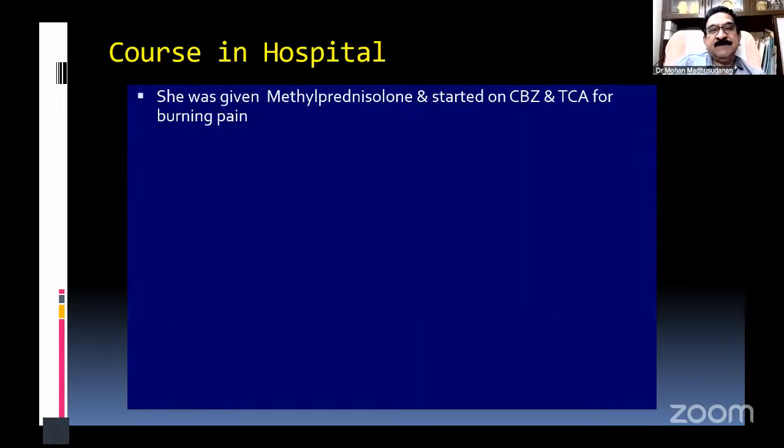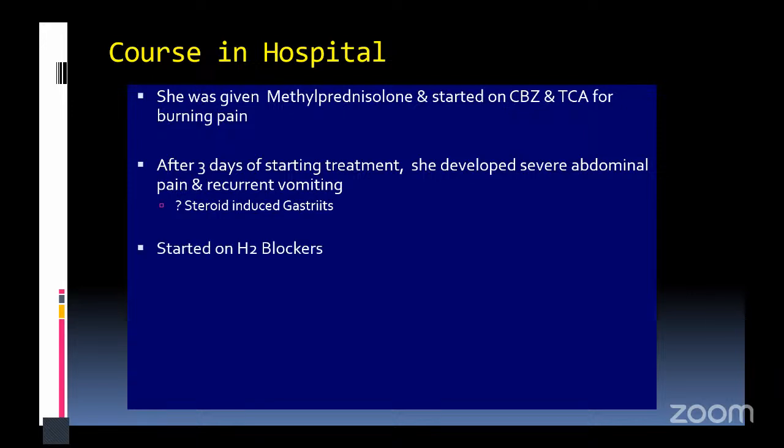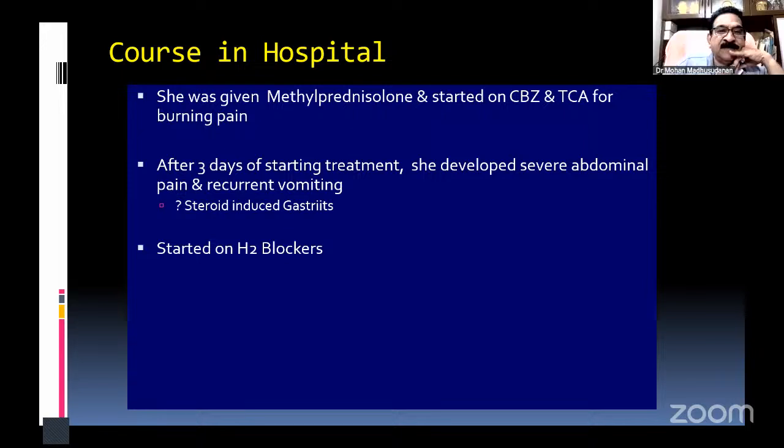She was given IV methylprednisolone, and then because of the burning pain, started on carbamazepine and amitriptyline. After 3 days of starting treatment, she developed severe abdominal pain and recurrent vomiting. She was suspected to have steroid-induced gastritis. So started... Pardon? Urine porphobilinogen, PBG, that has to be considered, correct. So she was started on H2 blockers, and the pain and vomiting increased.